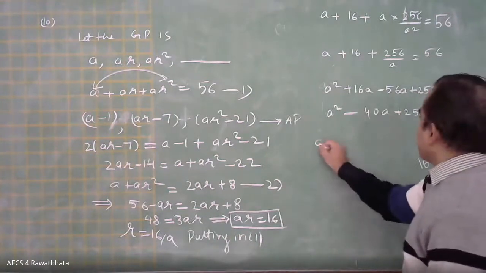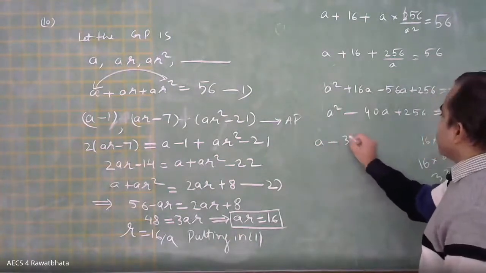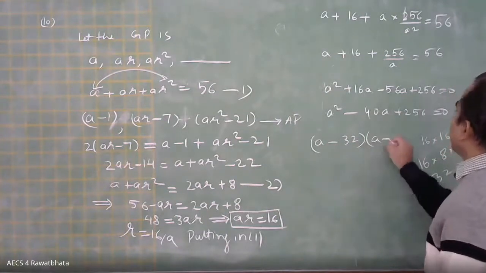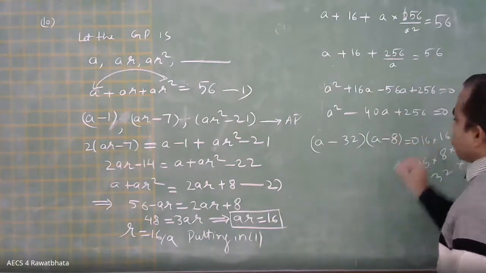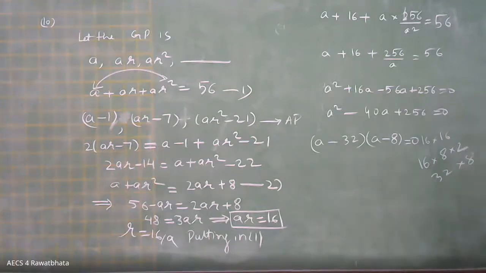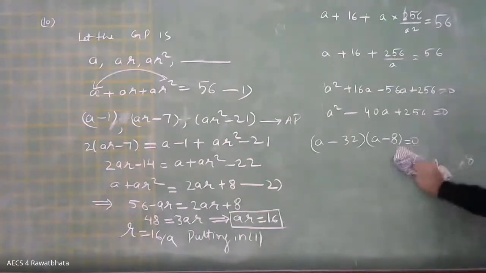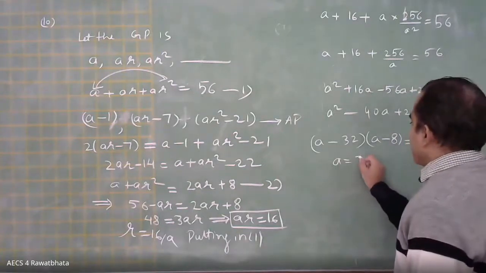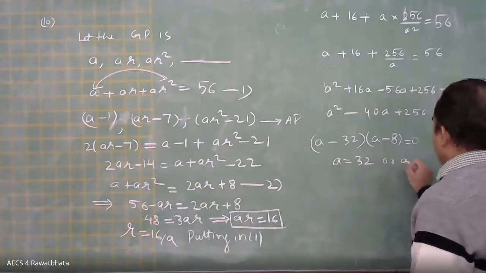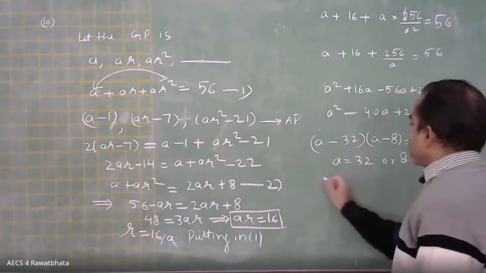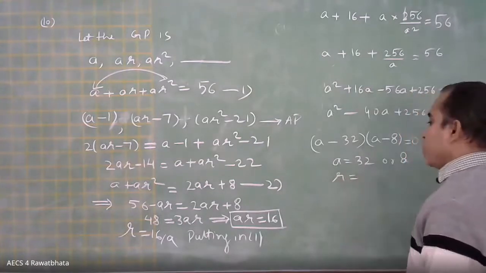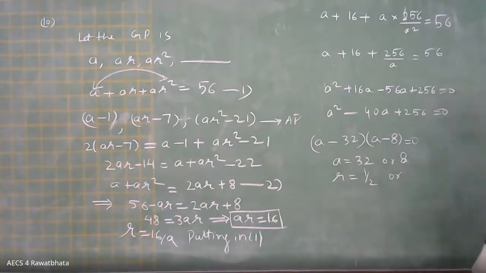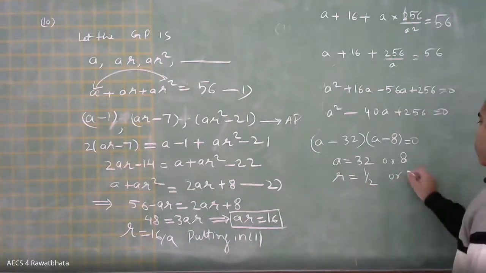So this becomes A minus 32 into A minus 8 equals 0. Correct? Then their sum will be 40. Correct. Then A equals 32 or 8, and the corresponding value of R will be 16 upon 32, which is 1 by 2, or 16 upon 8, which means 2.